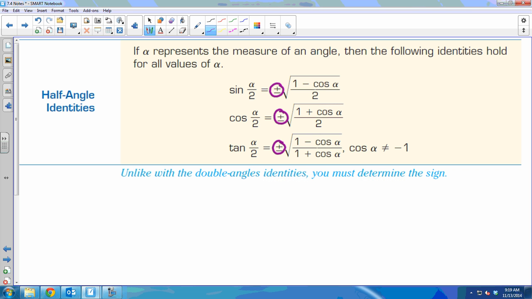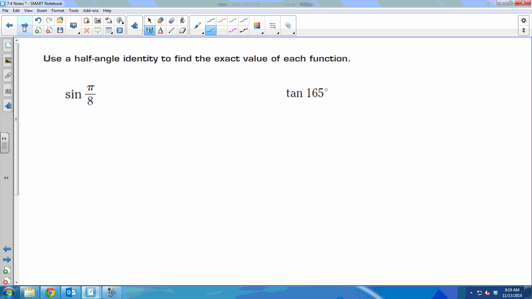Okay? Excellent. So there's 2 types of problems we're going to do today, some with half angle identities, some with double angle identities. Those are on the back. We'll get there in a second. So it says use a half angle identity, so it's telling you what to do to find the exact value of each function. So the first one is sine pi over 8. Again, fractions, not necessarily your forte. So we're going to change this to a degree measure. And you should get 22.5 degrees.